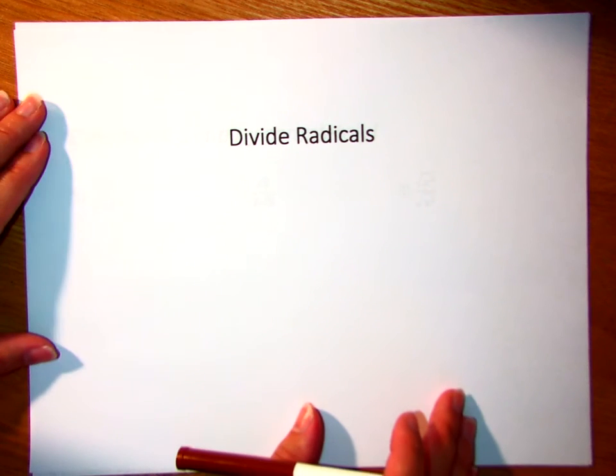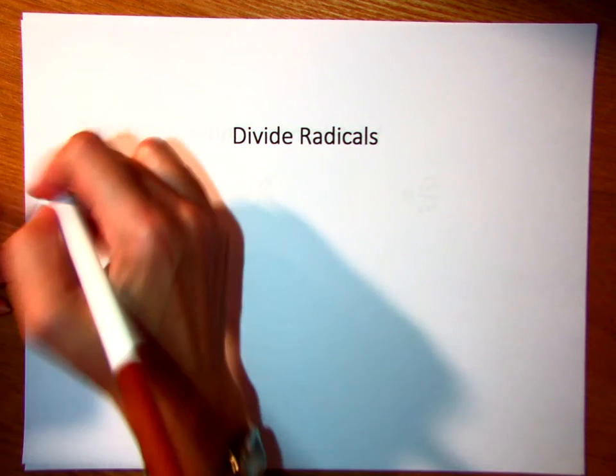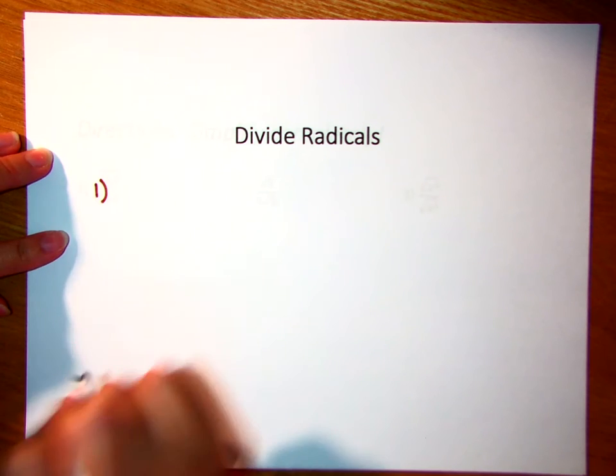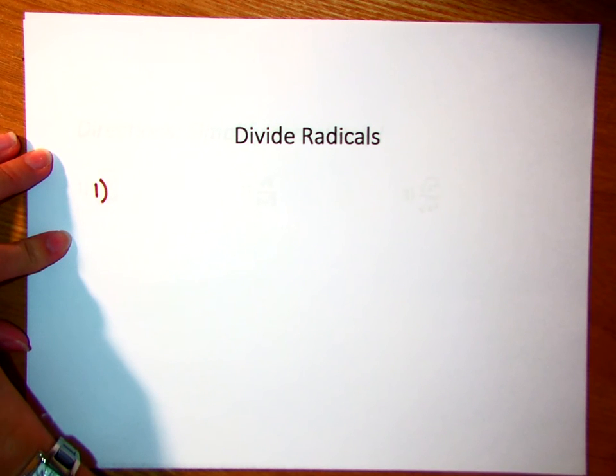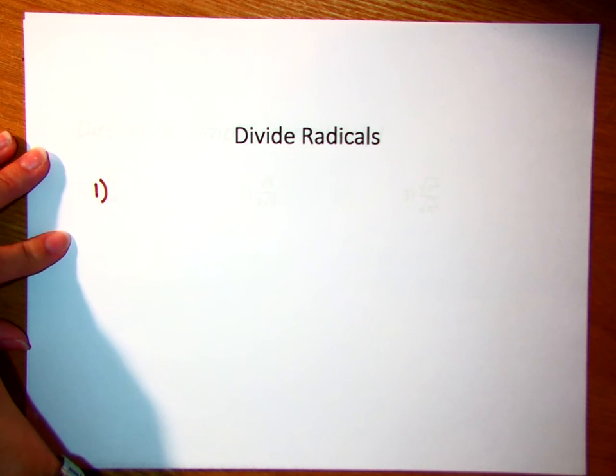This lesson is on dividing radicals. When you divide radicals, you want to look at the number in the denominator. See if you can simplify the radical in the denominator. If not, you cannot leave a radical in the denominator.